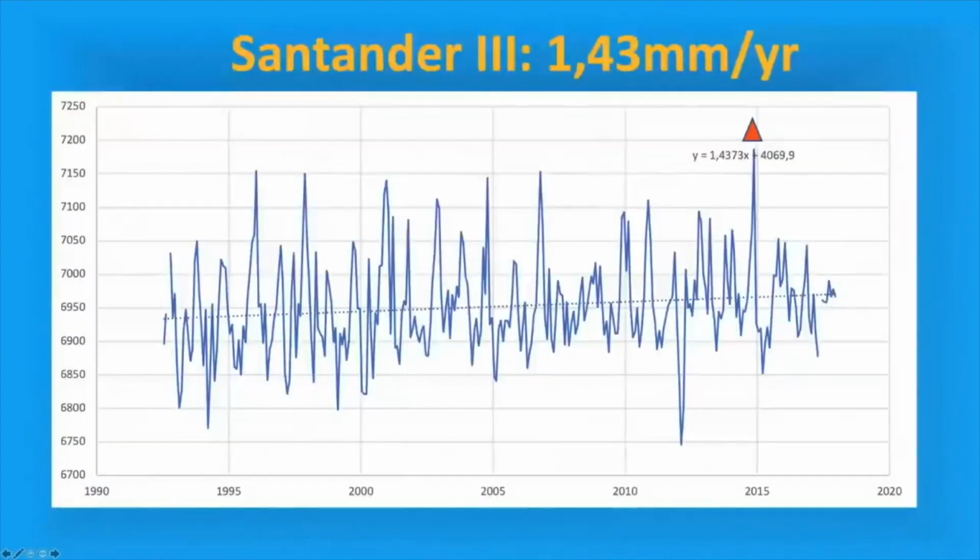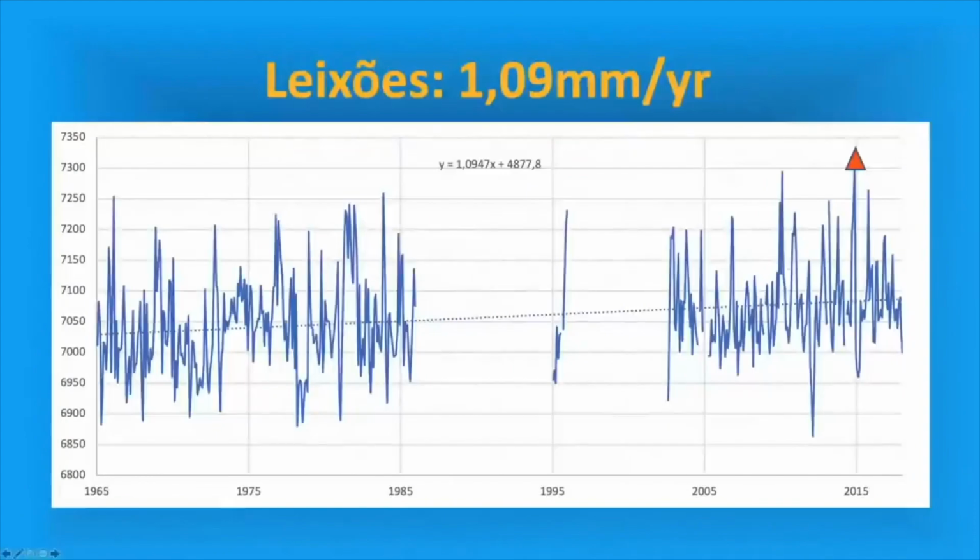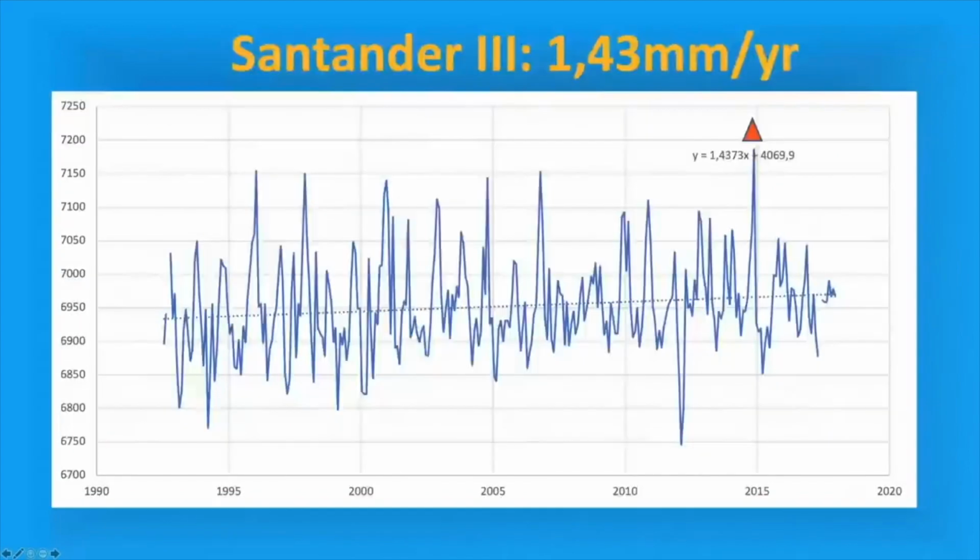And of course, with only this good part of the curve at Leixões. Leixões is the harbor near Porto, my city. And doing the trend, I see a 1 millimeter per year rising of sea level. At Santander in northern Spain, you have about 1 millimeter.